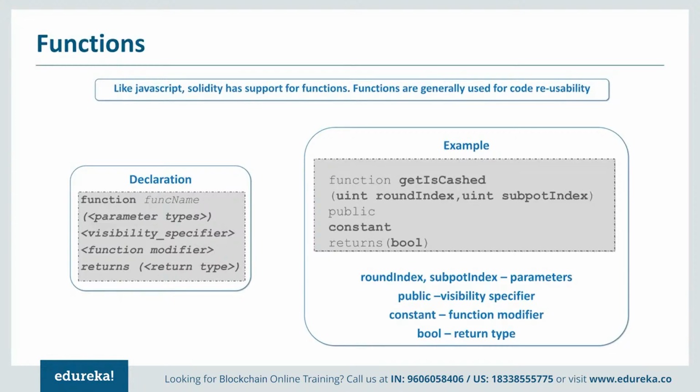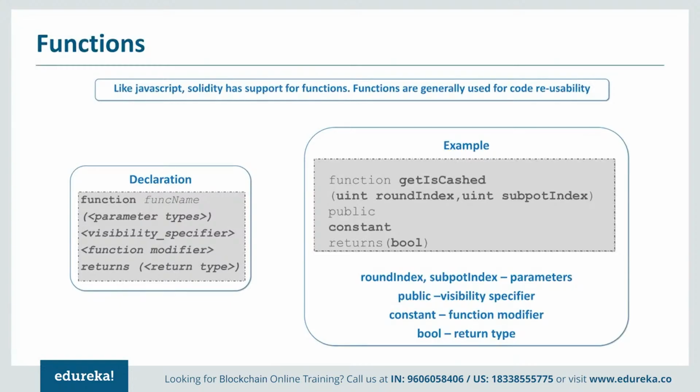It starts with the function keyword and the function name. Then you actually specify the parameters that you're passing into the function, if any. Then the visibility specifiers are discussed. Then the function modifiers are put in. And in the end, you must specify the return type with the returns keyword.